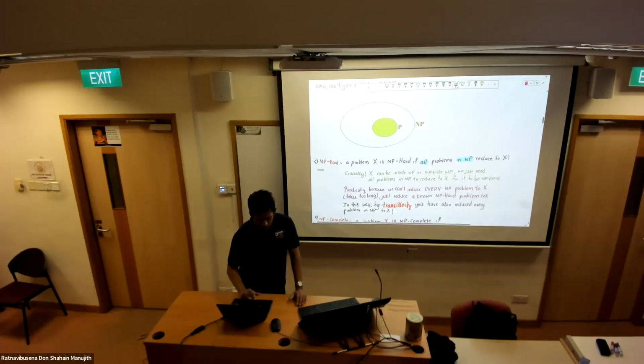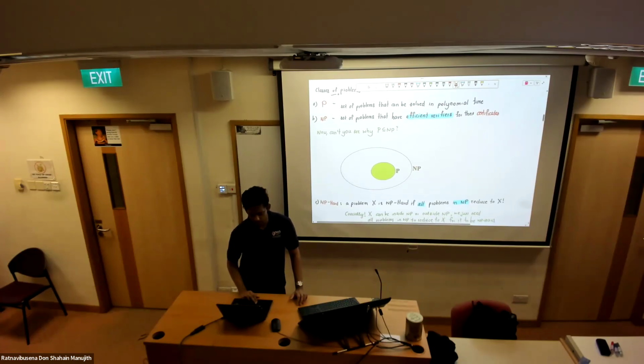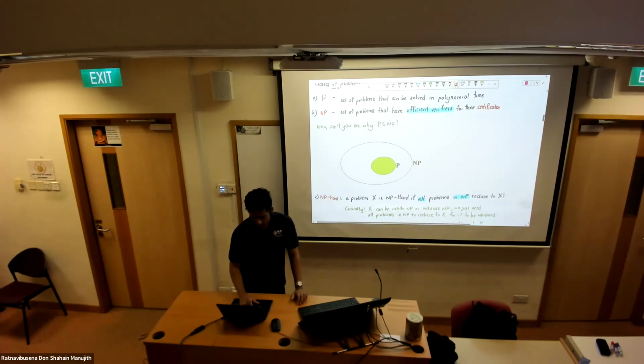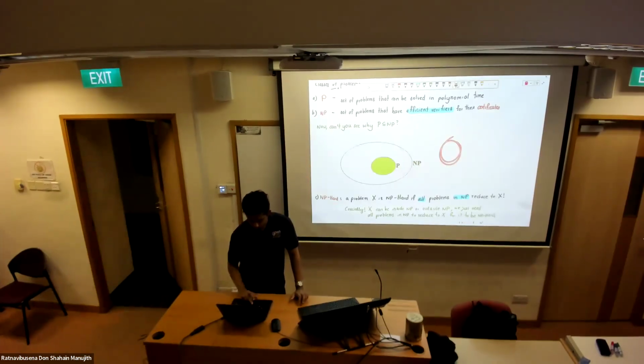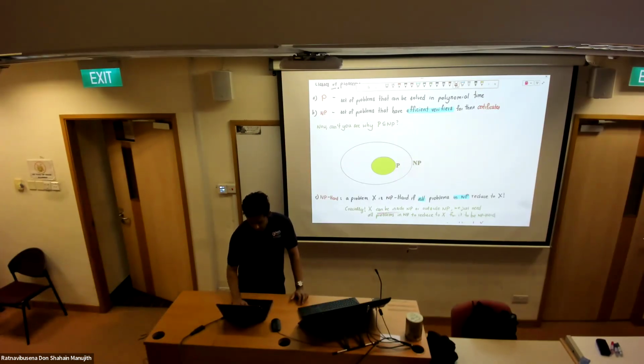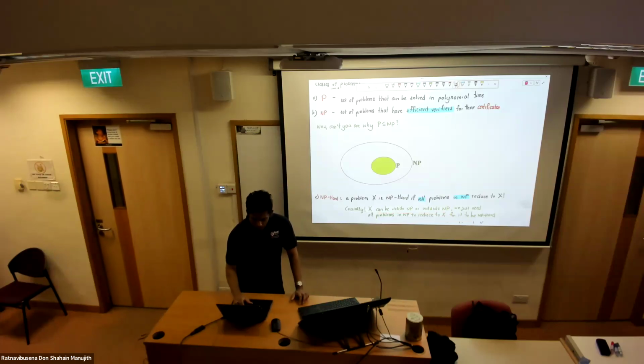So what does it mean for a problem to be NP hard? A problem X is NP hard if all the problems in NP reduce to X. The next important distinction is that X can be inside NP or not. Even if a problem is NP hard, it does not mean that it has to be inside NP. This problem can very well be outside NP. Crucially, X can be inside or outside NP. We just don't know which, but what we do know is that all problems in NP reduce to this problem X.